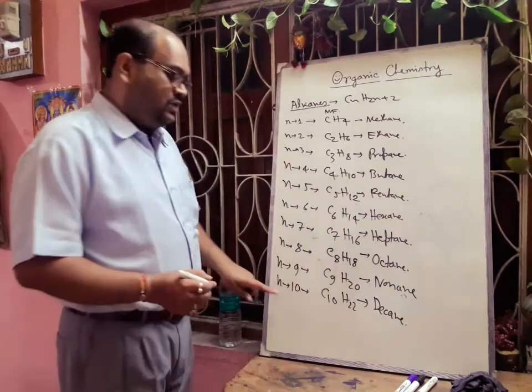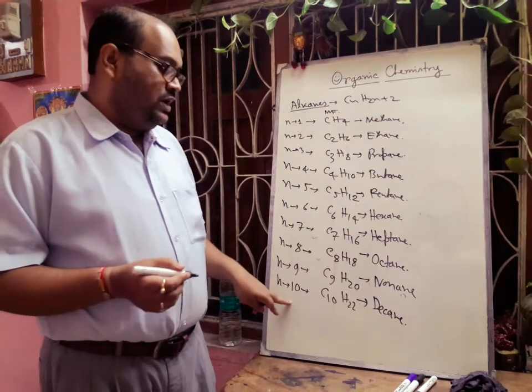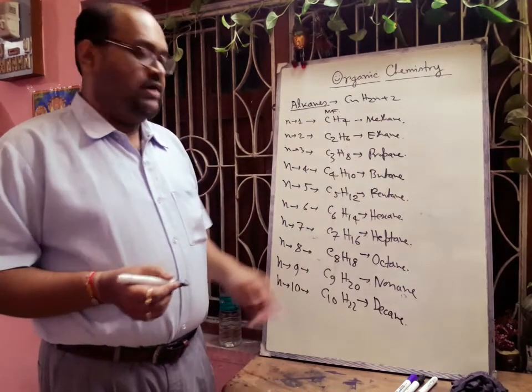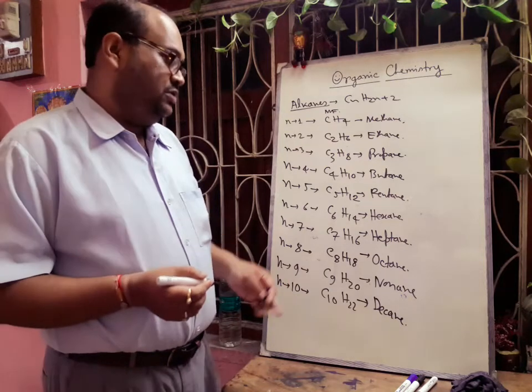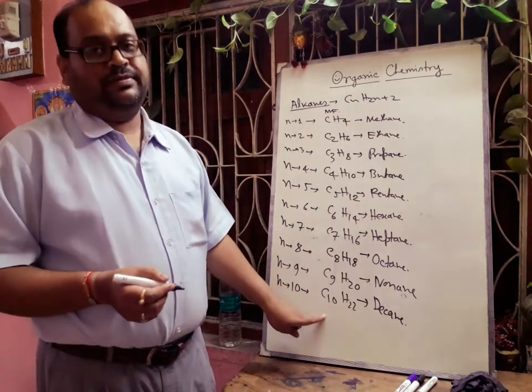Then for n is equal to 11, that will be undecane or hendecane, and for n is equal to 12, whatever formula will come, that will be dodecane. In this way it will go. But in your syllabus, you have to remember up to this 10 minimum.